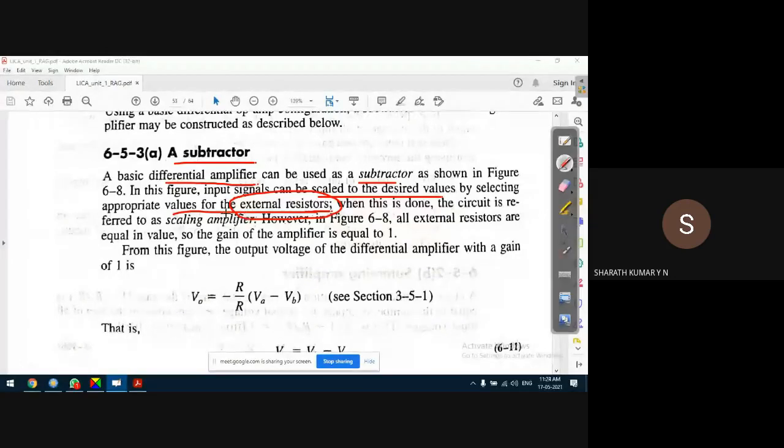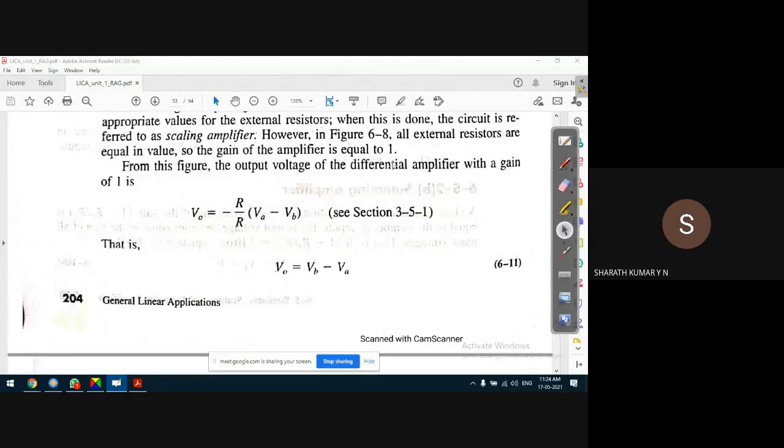If the input voltage is minimized using resistors, then the amplifier is called a scaling amplifier. We are scaling the input voltage using the voltage divider network. Let me jump to the figure. If the external resistors are equal in value, the gain of the amplifier is equal to 1. With the intention to keep the gain 1, the resistors are chosen equally.